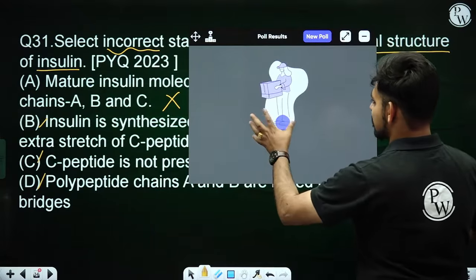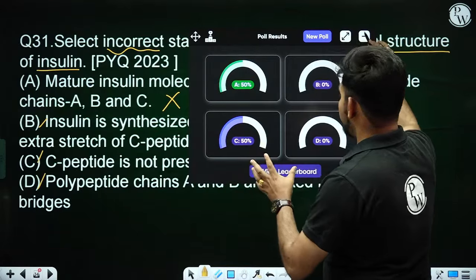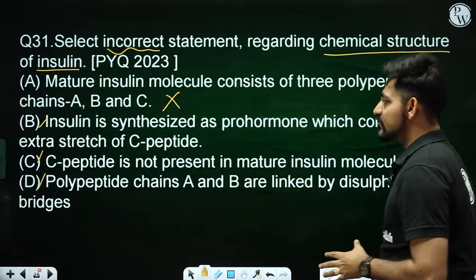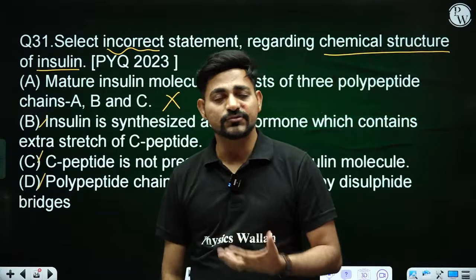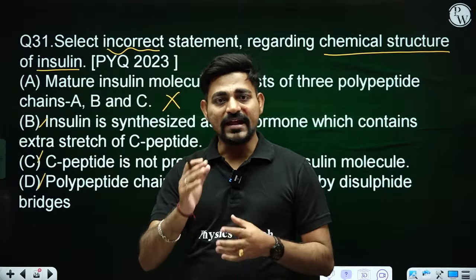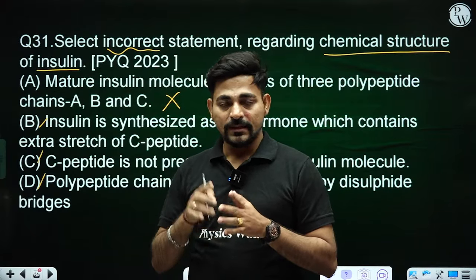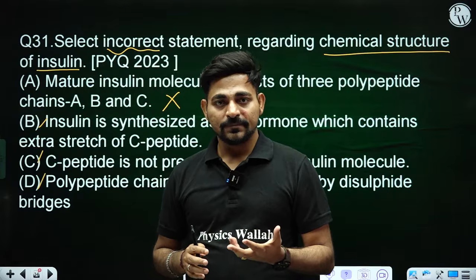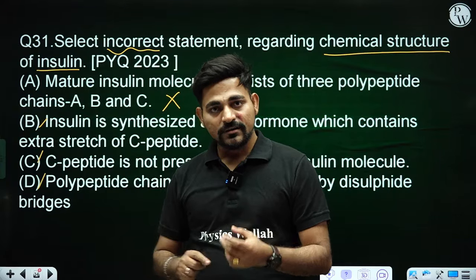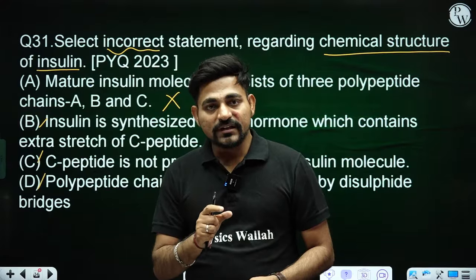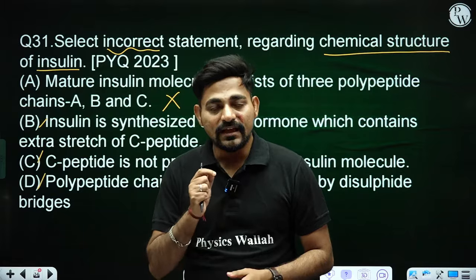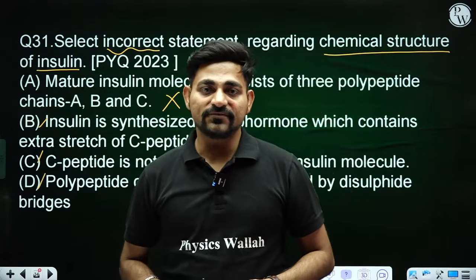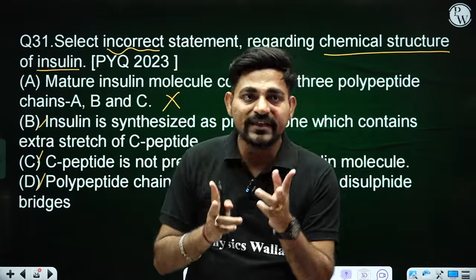Only Ritika is giving the right answer. And yes, obviously, that's the right answer, because immature insulin, or pro-insulin or pro-hormone, has three chains A, B, C. When our body is maturing it, after the process of maturation, the active insulin has only B chain and A chain, and they are connected by disulfide bonds. C chain will be cleaved.